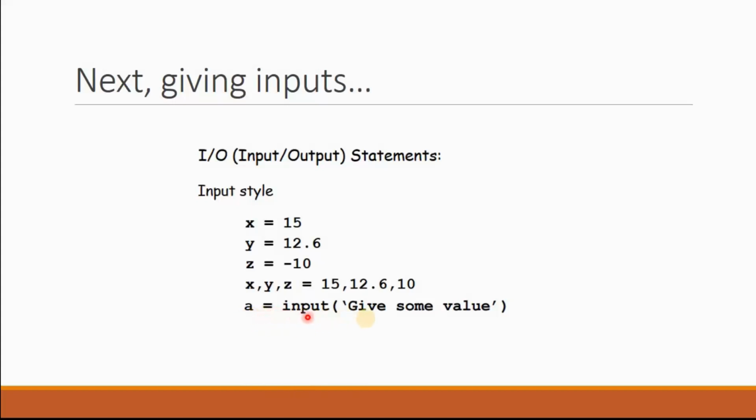So if you write a equal to input and just open and close the bracket, you don't have to write anything. If you just open and close the bracket, then the cursor will blink at the next point and the code will stop at that point, waiting for you to enter some values to store as the variable a. If you write something inside quotes, then that will be a prompt message for the user, like please enter some value for a or something like that. You can write anything there which will prompt the user to give the input to store as a certain value of a parameter or a variable.